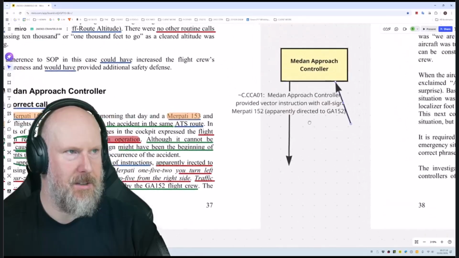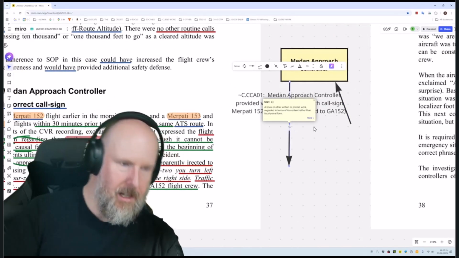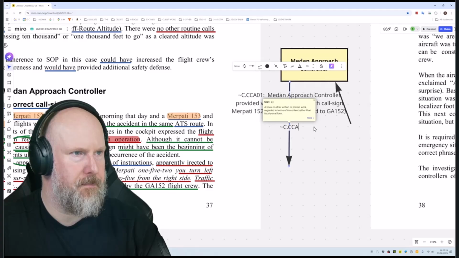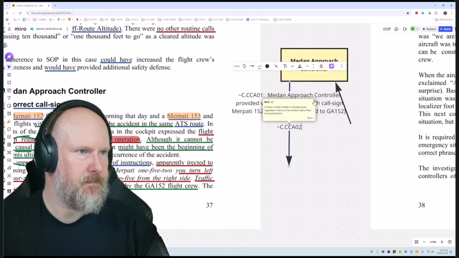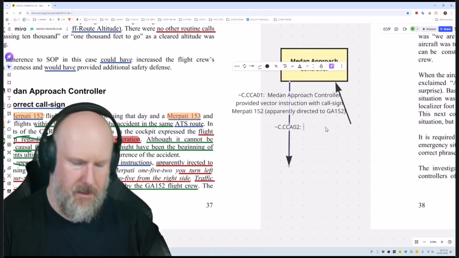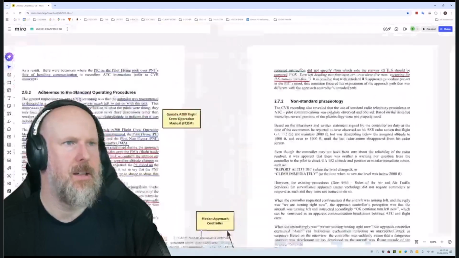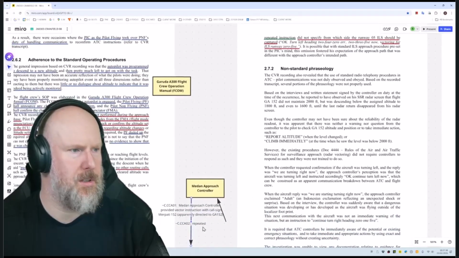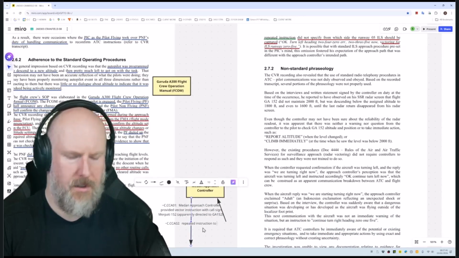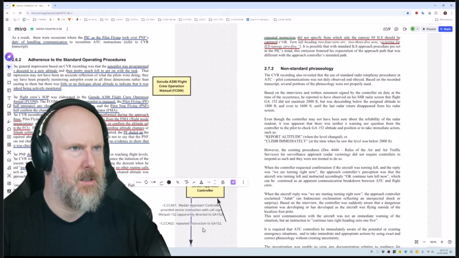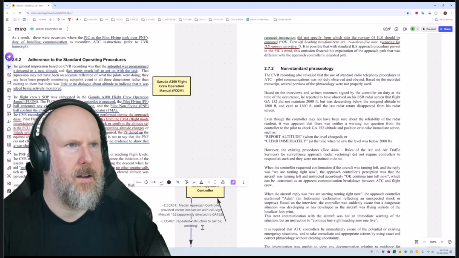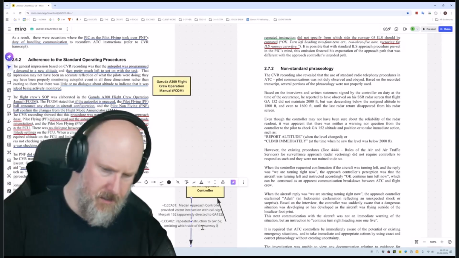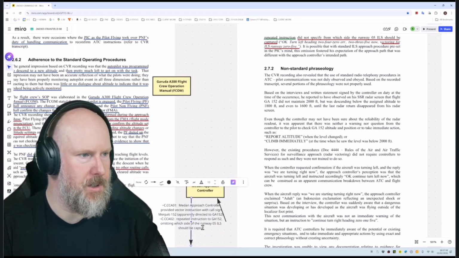And then they said there was a second repeated control action, so I'm just going to chuck that in there as well. Candidate control action 02. Let's have a look. Repeated instruction to GA152, omitting which side of the runway 05 ILS should be captured.